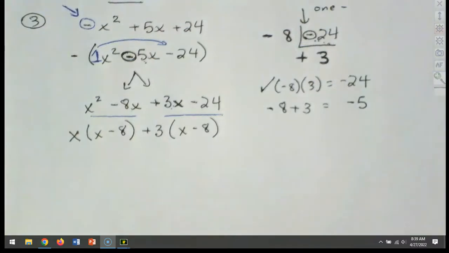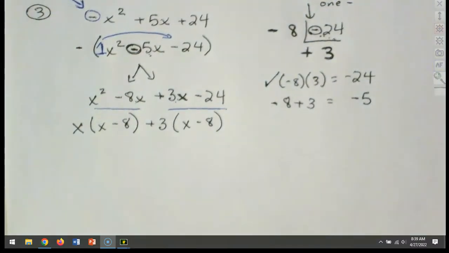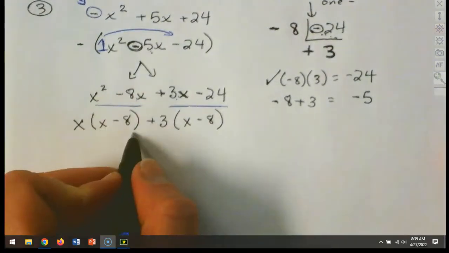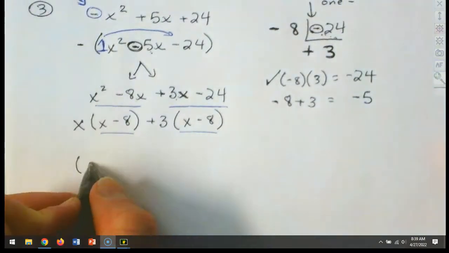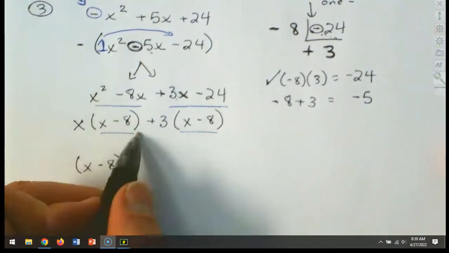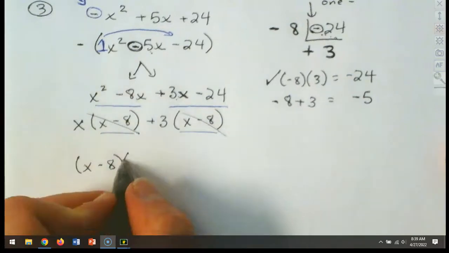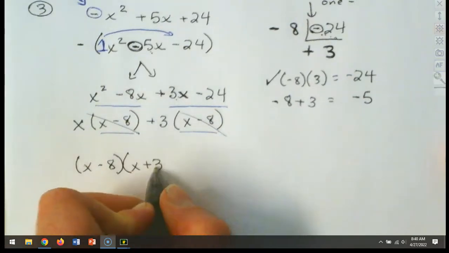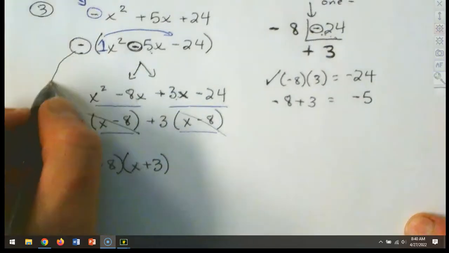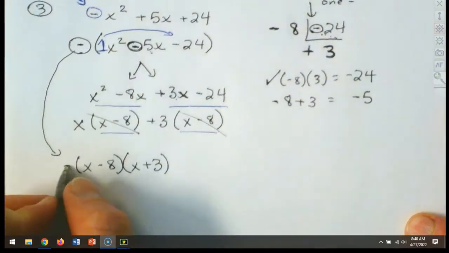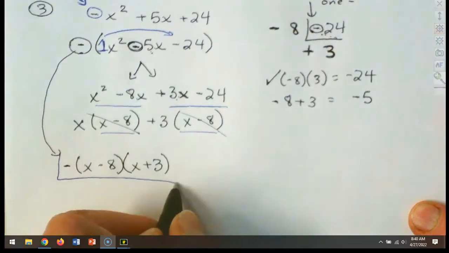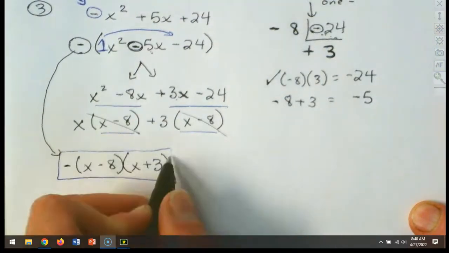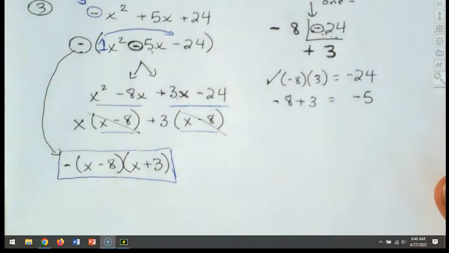Okay, so let's now go ahead. We're factoring by grouping. We're on question 3. And what did we notice here? Are these groupings the same? Yep, they are. Okay, so that then leaves you with an x minus 8. Gone. Gone. What's left over? X plus 3. And what's out in front of all of it? Negative. So that's going to be your final finished answer there for question number 3.